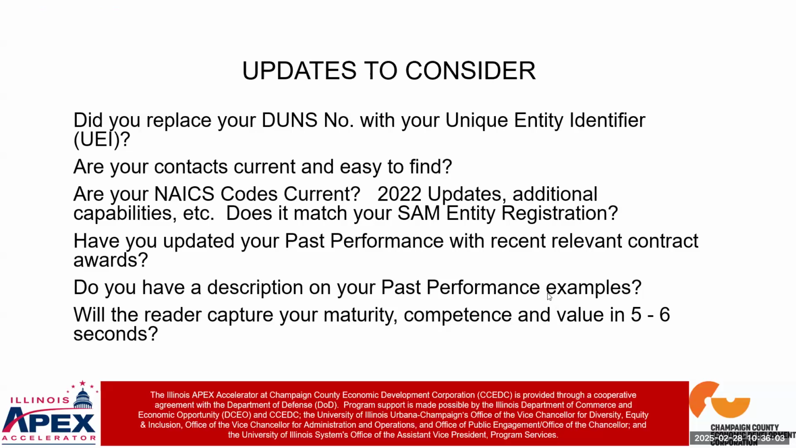Okay, updates to consider. If you have a capability statement, make sure it is updated, because it is a living document. I'm sure that this has already been taken care of, but that your DUNS number has been replaced with the unique entity ID. Are your contacts current and easy to find? Very important. Are your NAICS codes current? They did change in 2022, but if you haven't updated your capability statement, your NAICS codes may be out of date. So you want to take a look at those.